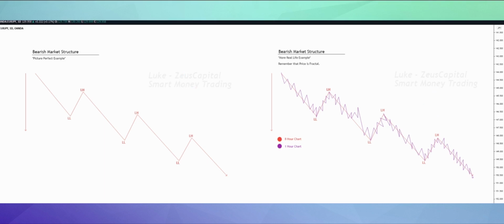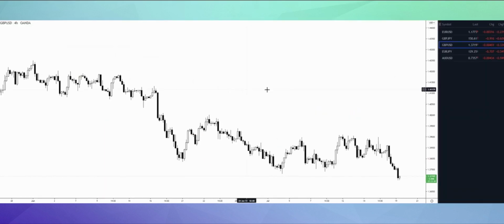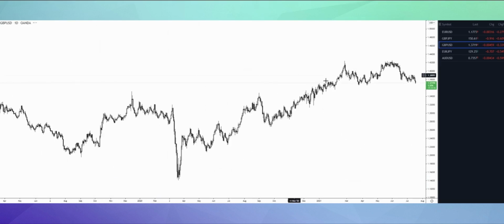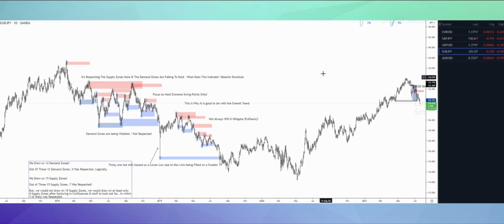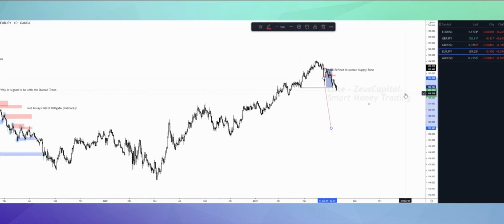So now it's time for the charts, the moment you've all been waiting for. We just go to the day time frame. I did have one ready if I can find it. There we go.